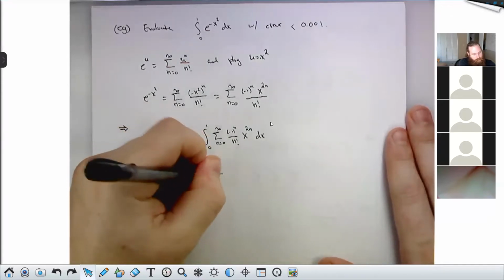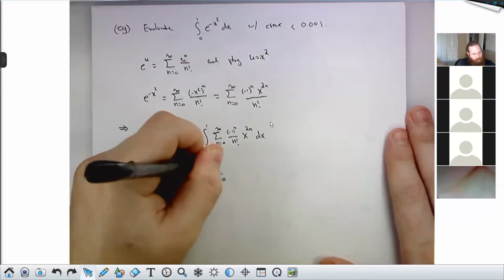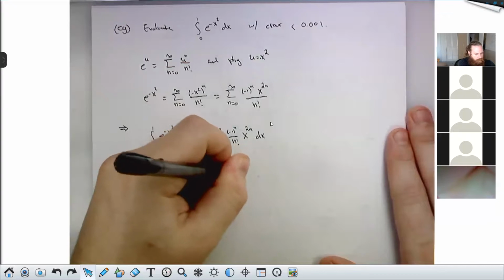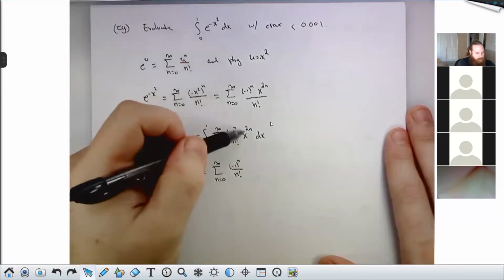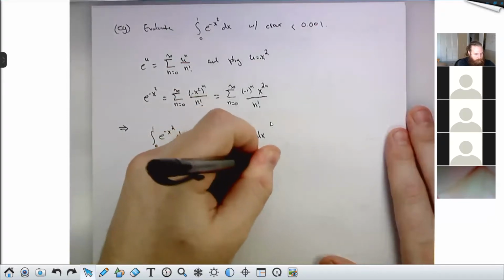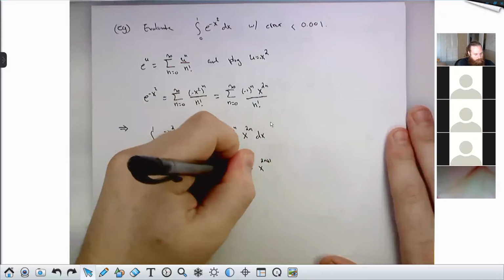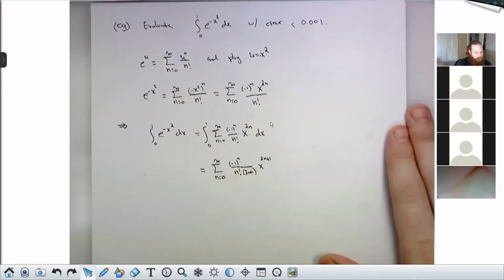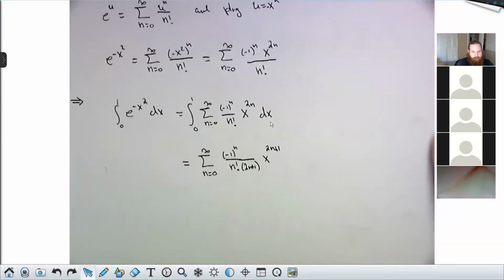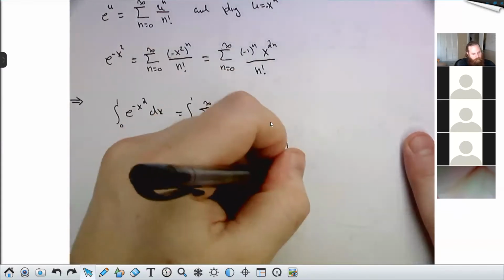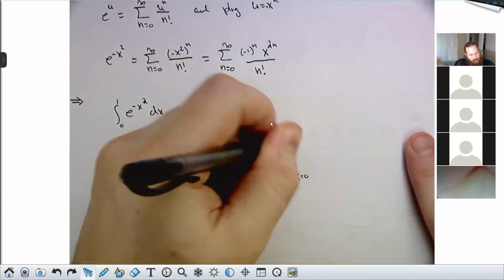So when I take my antiderivative here, the negative 1 to the n over n factorial just come along to the right. X to the 2n is going to become x to the 2n plus 1, and I'll get a 2n plus 1 downstairs like this. And then this whole thing needs to be evaluated from x equals 0 to x equals 1.